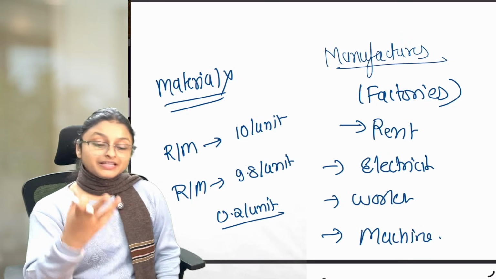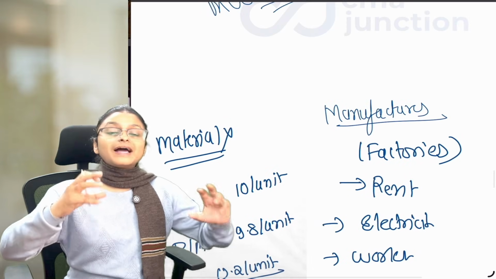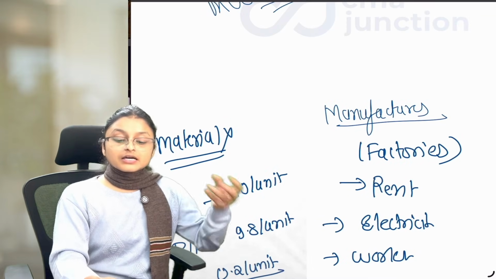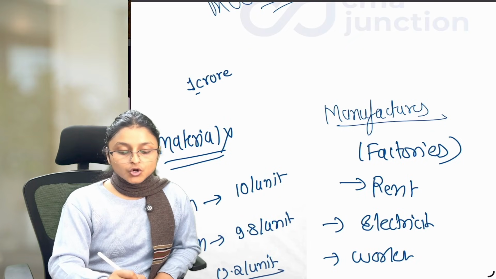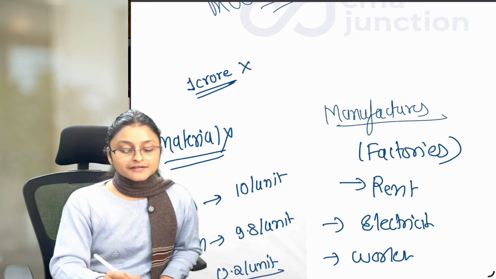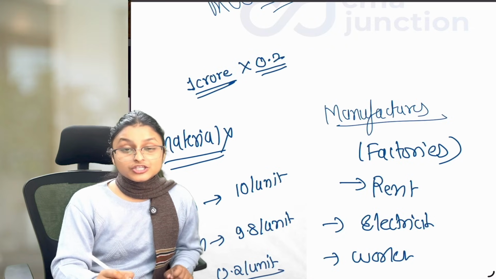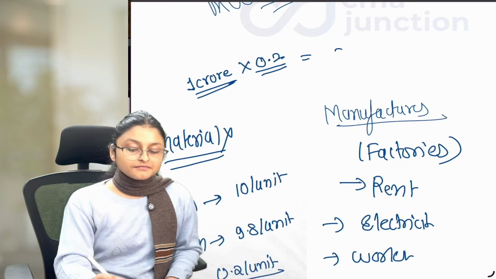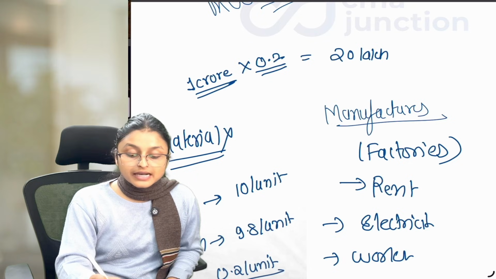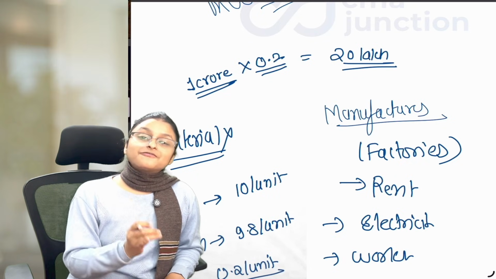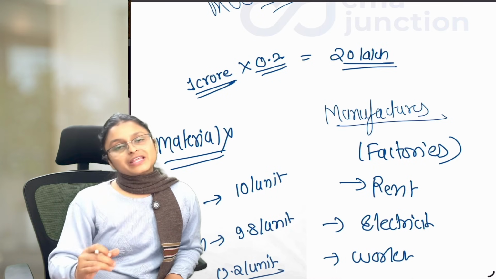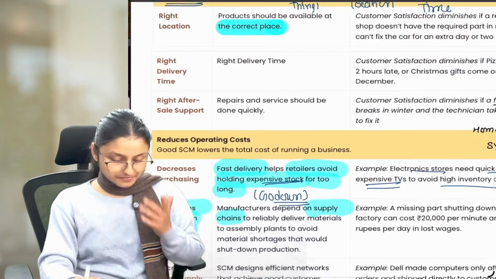Answer is no. When they are buying raw materials, they are buying in huge quantity. In crores they are buying. Let's assume that we are going to buy 1 crore raw materials and we have saved 0.2 rupees in each raw material unit. Then we have saved total 20 lakh rupees, and that is huge. And that is how our profit improves with the help of financial supply chain management.